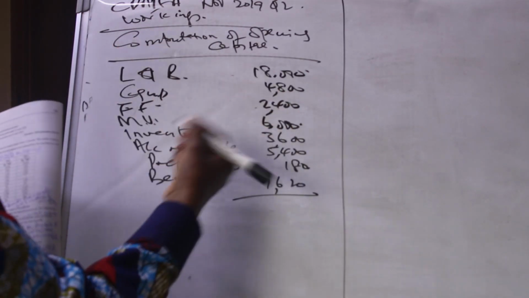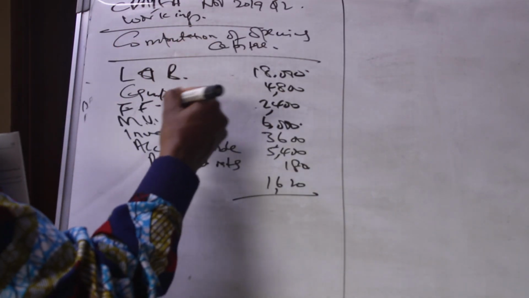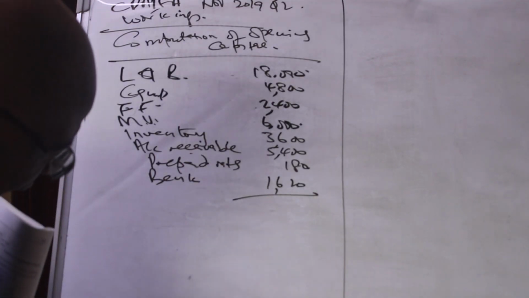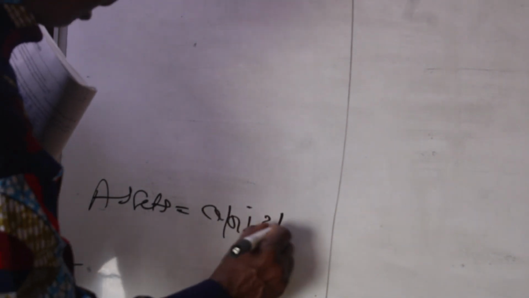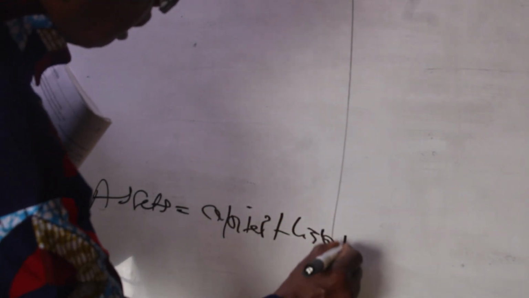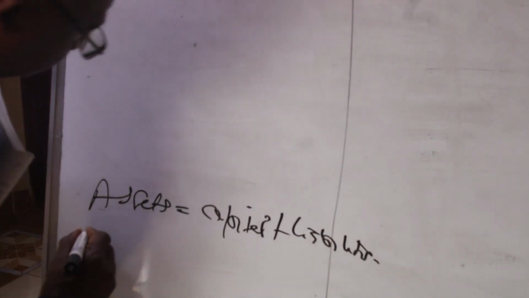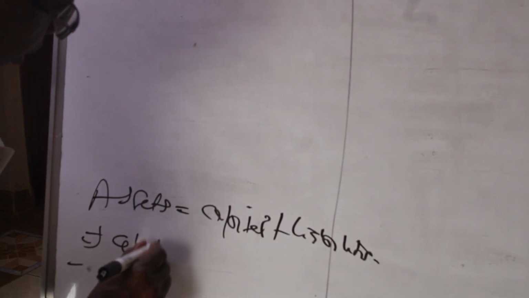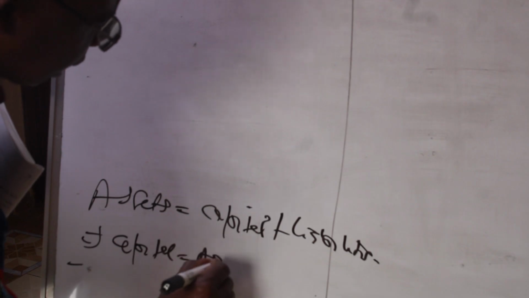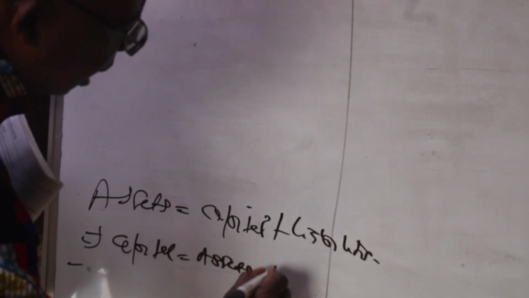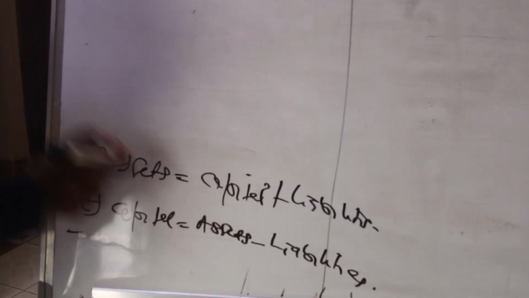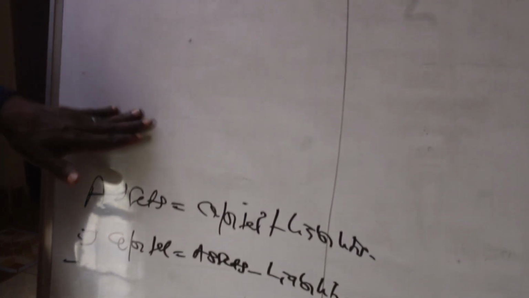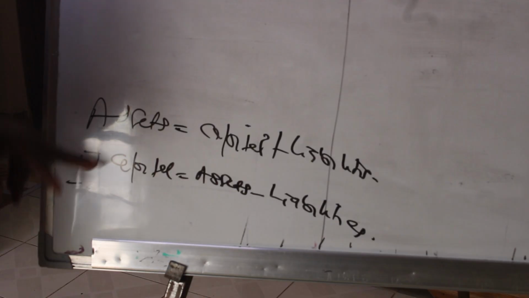We know how to get capital. We say assets is equal to capital plus liabilities, which implies that capital is equal to assets minus liabilities. So we get the total assets minus total liabilities to ensure that we get capital.